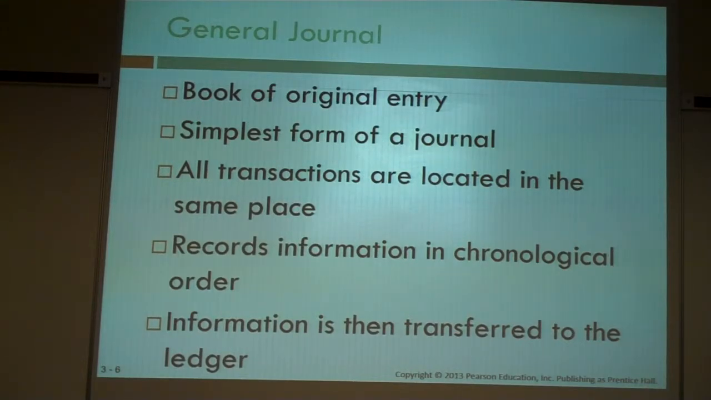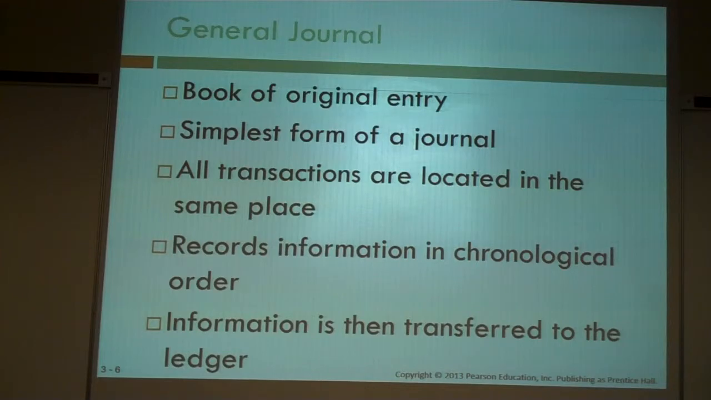The journal is sometimes called the book of original entry. It's the simplest form of a journal. We're just going to list, and we'll look at a picture of one, the date. We're going to list what accounts were affected, and we're going to just use a general journal.